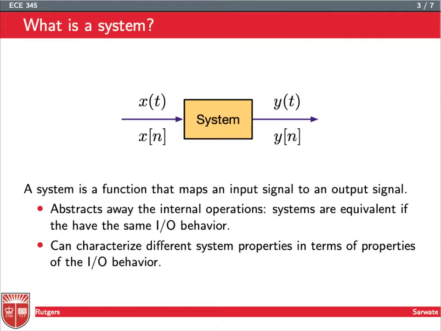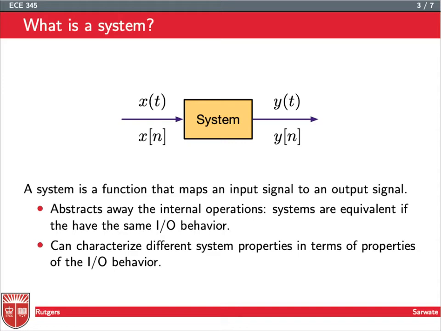So what is a system? A system is a function that maps an input signal to an output signal. So this abstracts away the internal operations of the system, like what it's implemented in. Is it a mechanical system? Or is it an electrical system? Is it a circuit? We're just looking at signal x of t comes in, a signal y of t comes out, or x of n comes in and y of n comes out. And all systems are going to be kind of equivalent to each other if they have the same input-output behavior. That is, for a given x, we always get the same y.